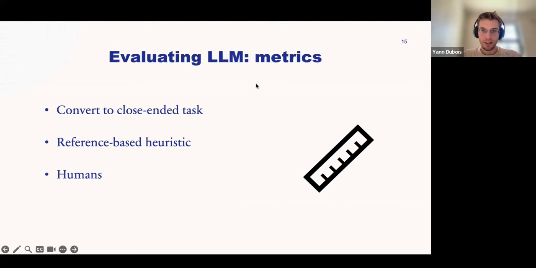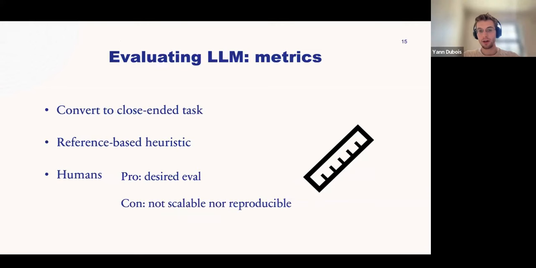Great. So another potential way of dealing with this problem is to simply ask humans to evaluate the output of the models. So you could just think about it as humans look at the questions and the answers, and they just say how good the answers are. The benefit is that this is really the desired kind of evaluation in the sense that you didn't change any of the tasks that you're performing.